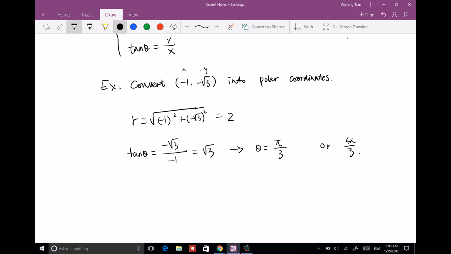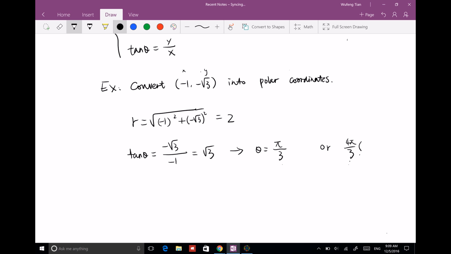However, a question here. Which angle should I choose? 4 pi over 3. Very good. Thank you very much. We have to choose this one and drop pi over 3, because pi over 3 is in the first quadrant. When you look at the point here, -1, negative square root of 3, both are negative, so the x and y coordinates are here. So it's the third quadrant, and the third quadrant is going to be 4 pi over 3.